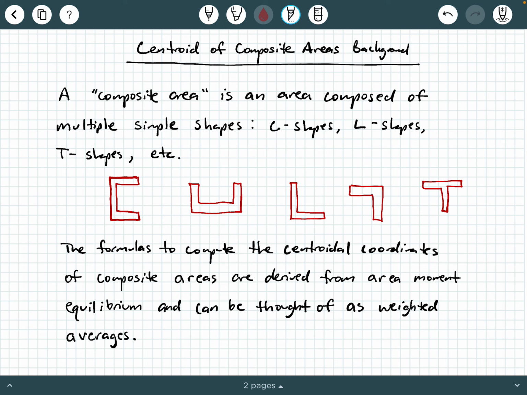Now, it might not just be rectangular shapes put together. You could have triangles in the mix. You could have semicircles in the mix. You could have pretty much any simple shape that is attached to a different simple shape to make a composite shape. So that's what we mean by composite areas.